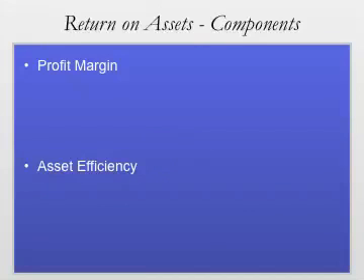Return on assets has two general components. It's comprised of the profit margin, and also it's comprised of asset efficiency. We'll see this in a second from a formula standpoint, but really what it's saying is that the change in return on assets can be influenced by the company either becoming more profitable in relation to its sales, or by managing its assets a little more efficiently in relation to the level of sales that it maintains.